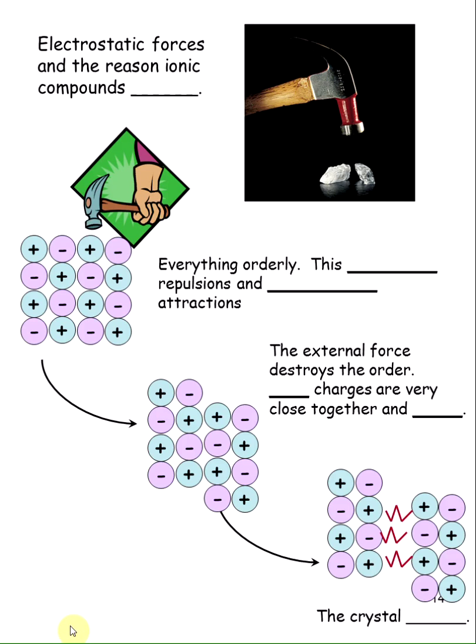Okay, now I want to start thinking about why these ionic compounds crack. We said that ionic compounds were brittle. Now remember, when we start off here, we have this lattice of the ions. We have the cations and the anions, and everything's all nice and neat and orderly. It forms this neat orderly array because it's going to minimize the repulsions, but it's also going to maximize the attraction.